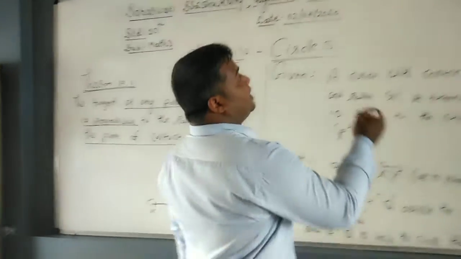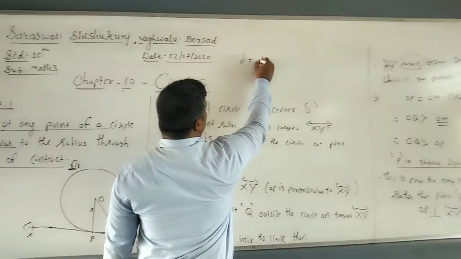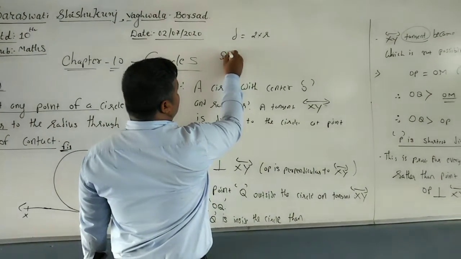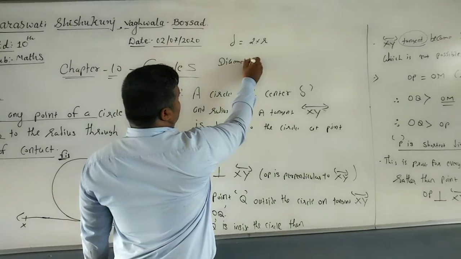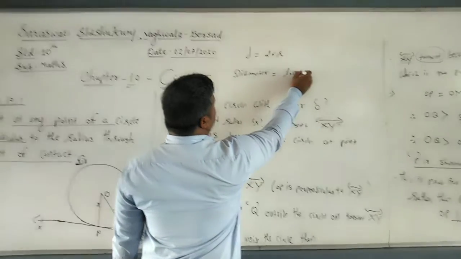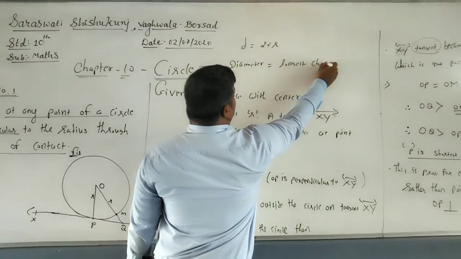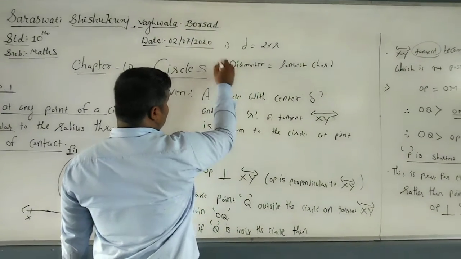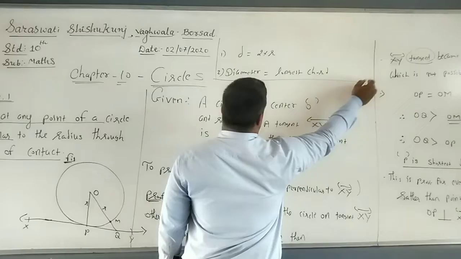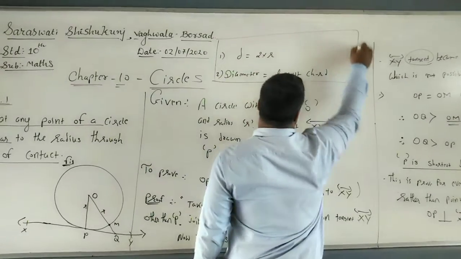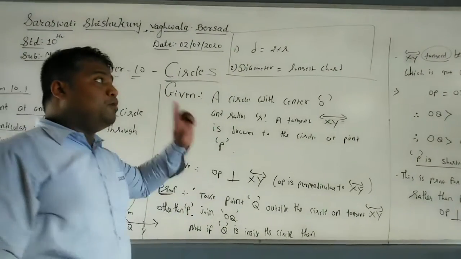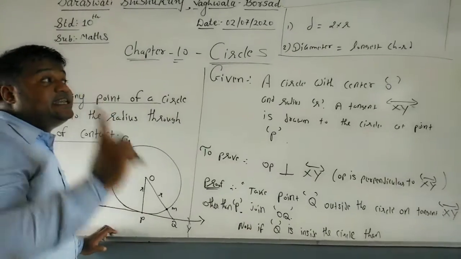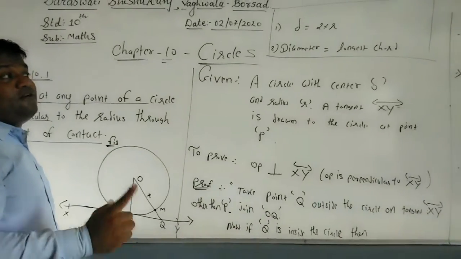Now you know that diameter D is equal to 2 multiplied by R. One simple kind of question. And diameter is equal to the longest chord. You write the longest chord of a circle. These two things you must remember. According to this, I have given a few questions in the form of a worksheet to you. The point of contact you also have to remember, because a tangent touches only one point of a circle.